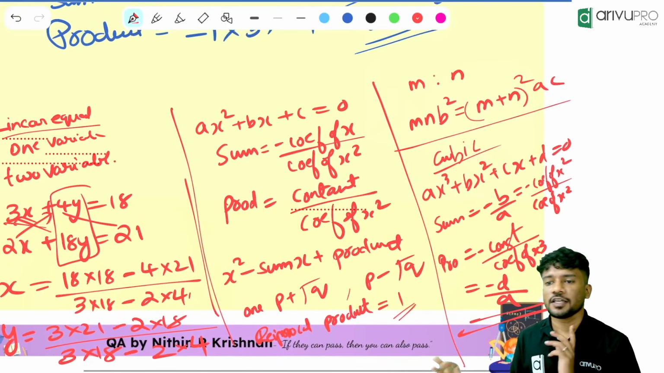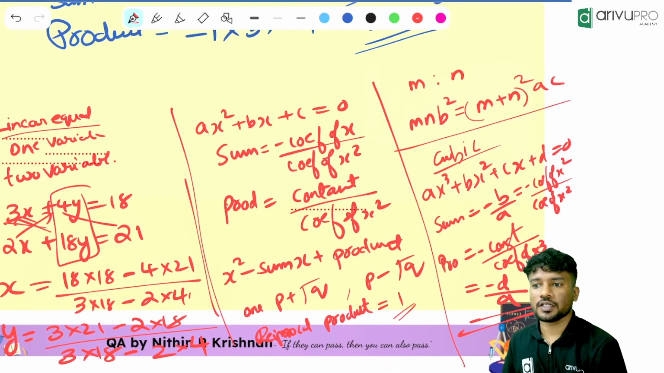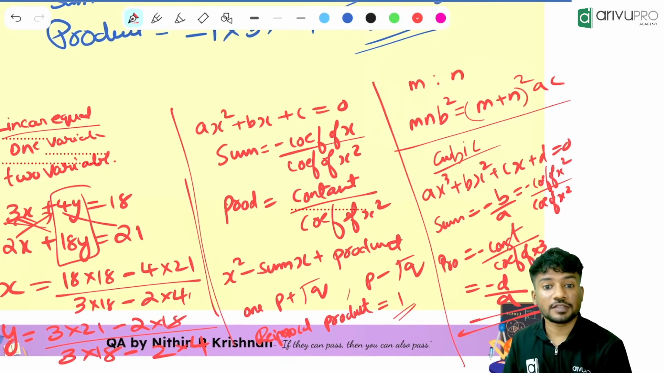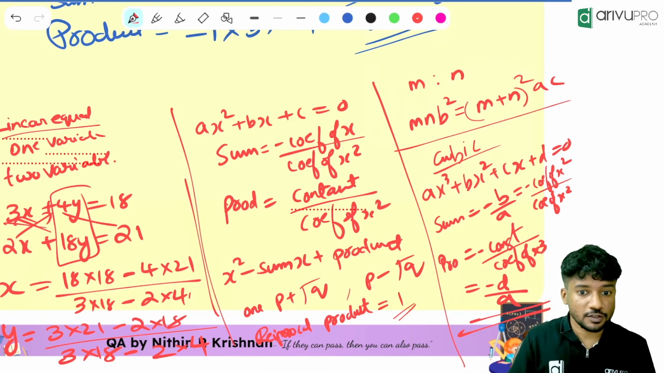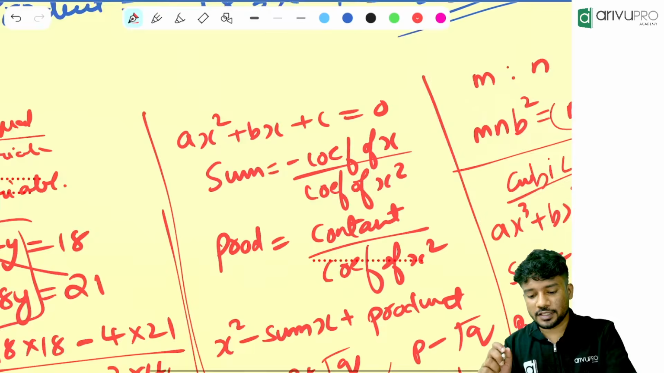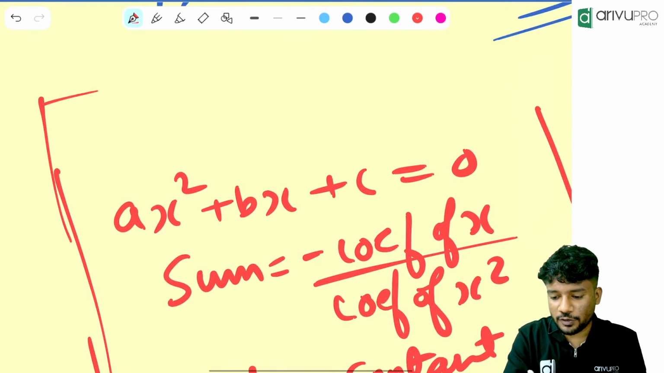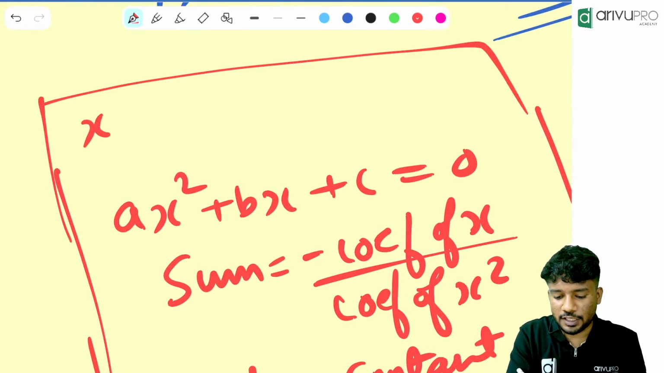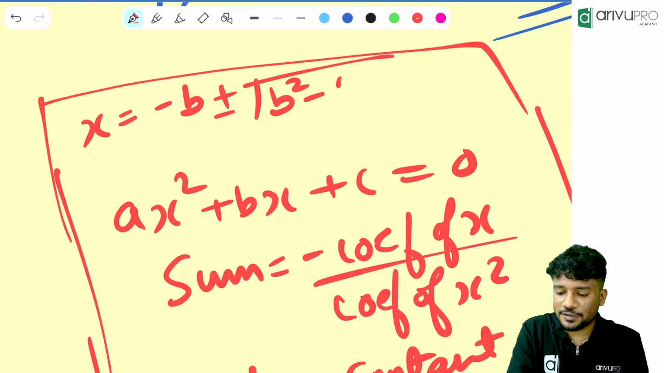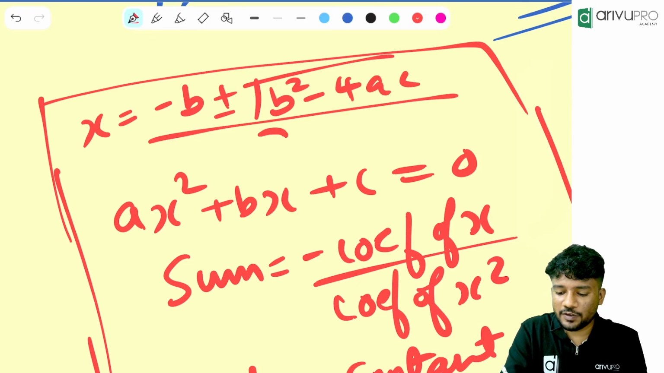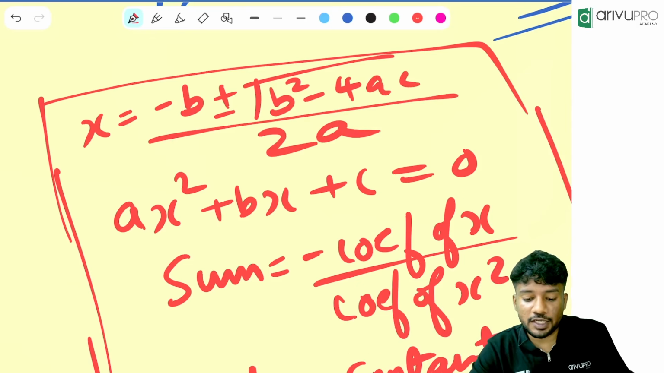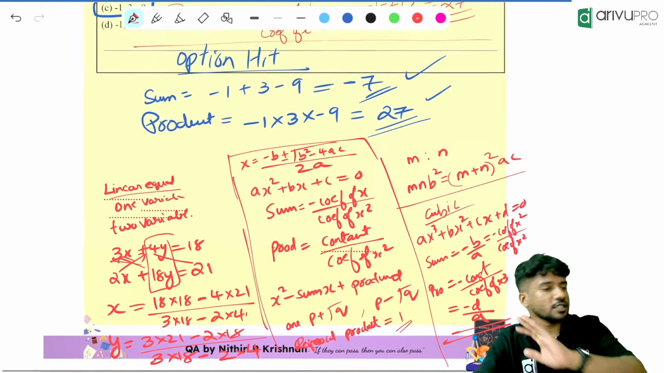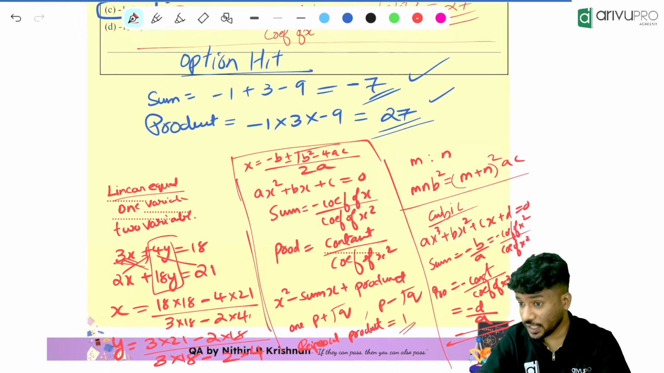If you know this much, sorted. But you should know the application level of it, how to apply, how to take the values and all. Then one major thing we missed out: how to find the roots of a quadratic equation? Minus b plus or minus root of b square minus 4ac, the entire thing divided by 2a. That is the root of the quadratic equation. If you know this much, sorted, people. Solve the questions again and again.